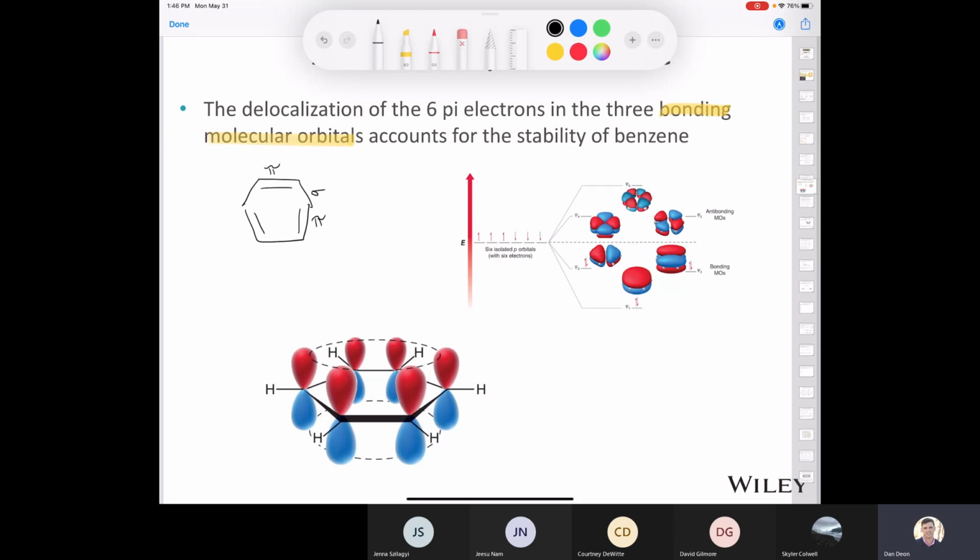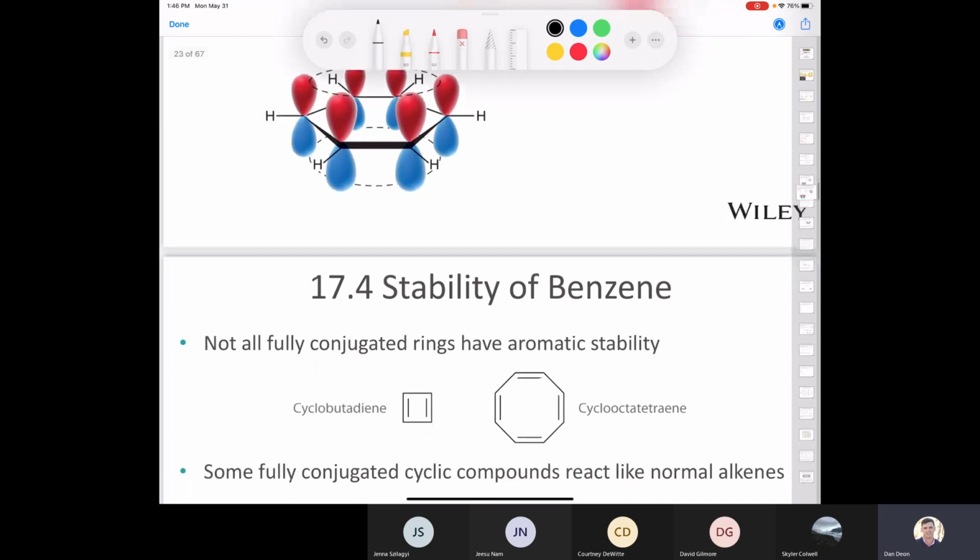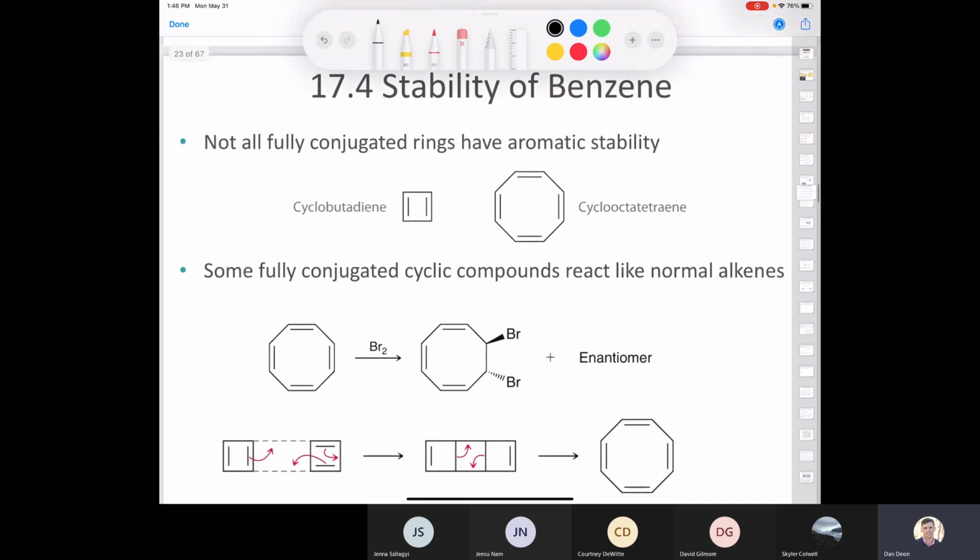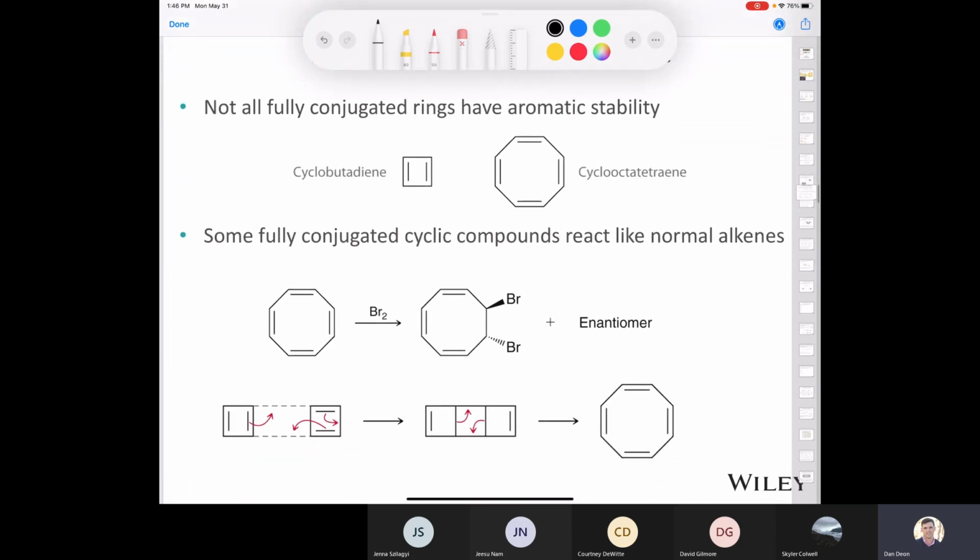Then I have a pi, then I have a sigma. They alternate like that. So it might be a knee-jerk reaction to think, well, anytime I have a cyclic molecule with pi and sigma bonds, or double and single bonds alternating, it should be stable, because these two molecules both fit that bill, don't they?